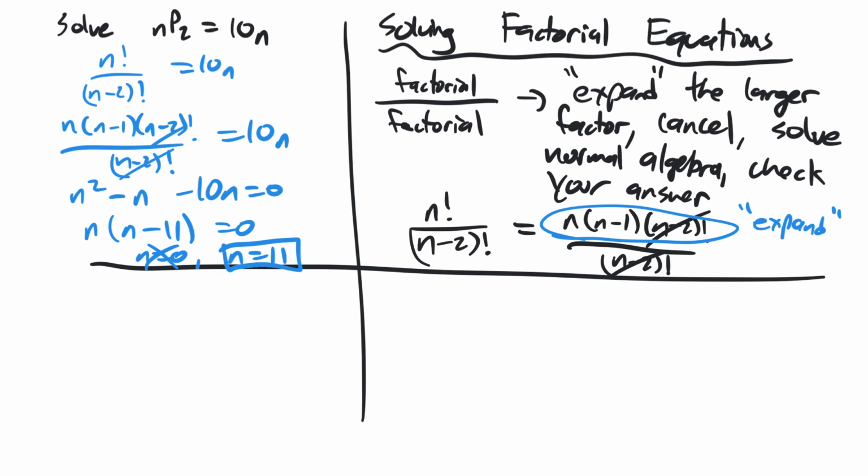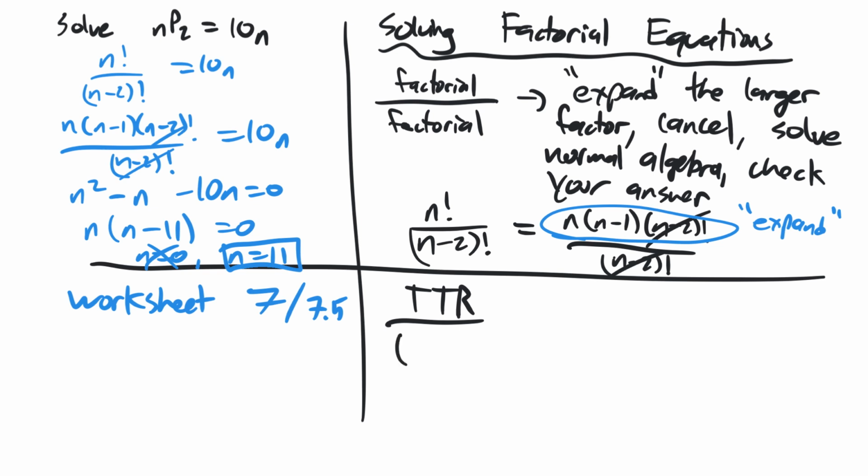So you can go ahead and try another example from worksheet 7 or 7.5. 7.5 has some additional factoring review in case you need a little practice on the factoring. And then you can write down any things to remember. Again, probably the most important thing to remember here is that a negative number inside a factorial is undefined. So if you ever get that, you know you have to reject the answer.